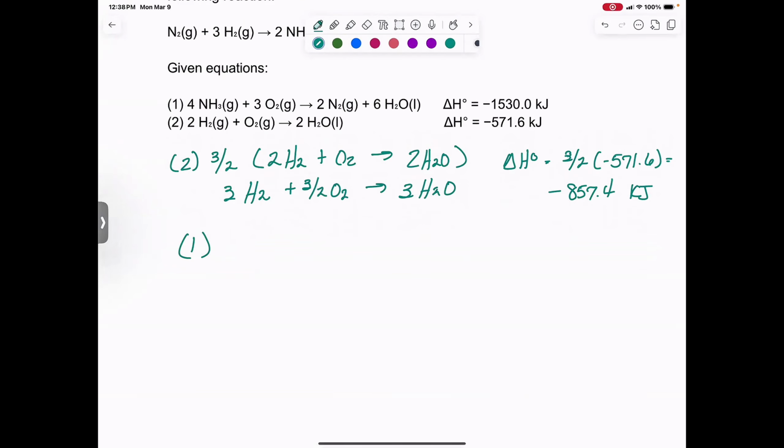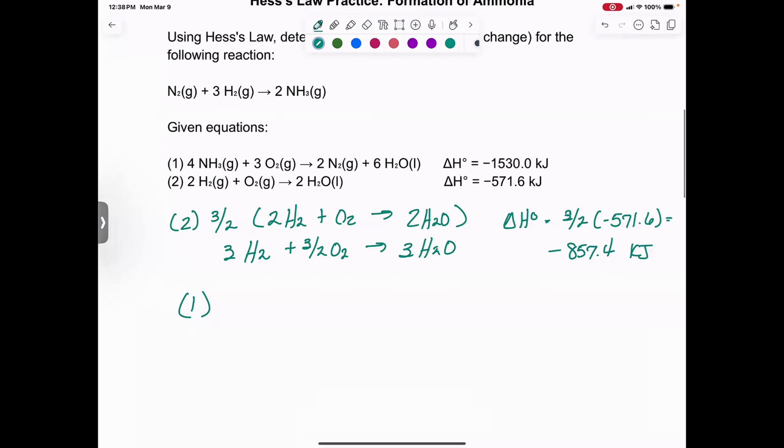When I go back to equation 1, notice, yeah, we do indeed need to flip and then probably just cut everything in half. Notice we only need 2 ammonias on the right over here, and I have 4. So what I'm going to do is flip and then cut in half equation 1. So flip, I'll do that first. It doesn't matter. Remember, this is additive, and order really shouldn't matter when it comes down to it.